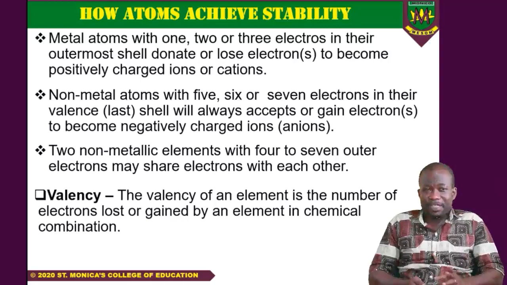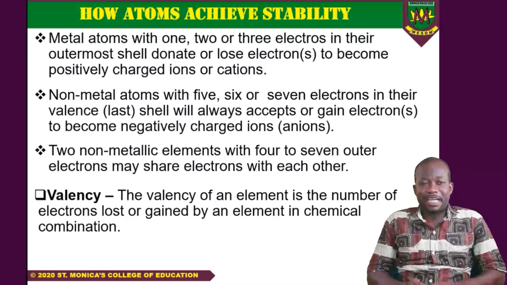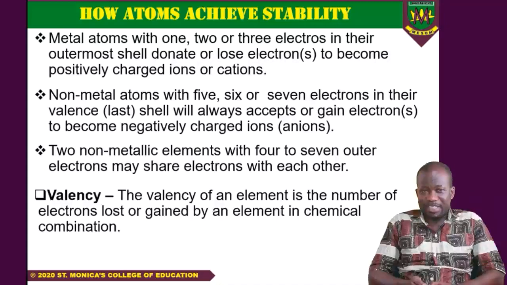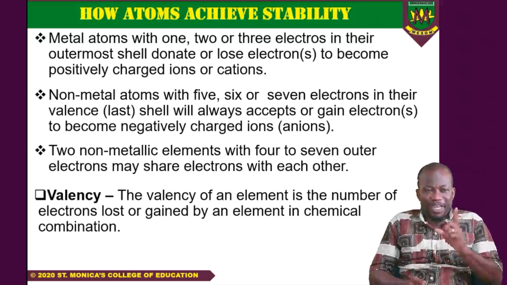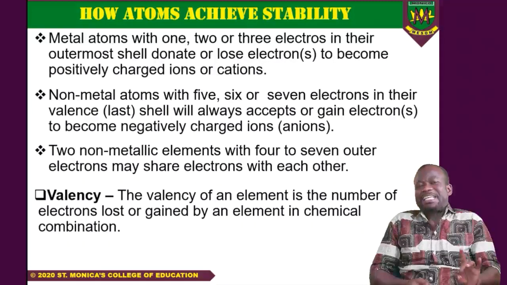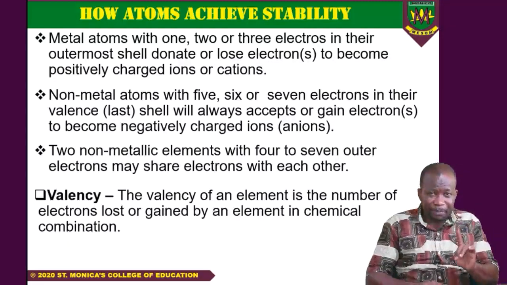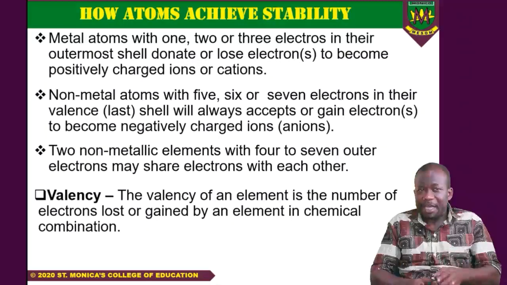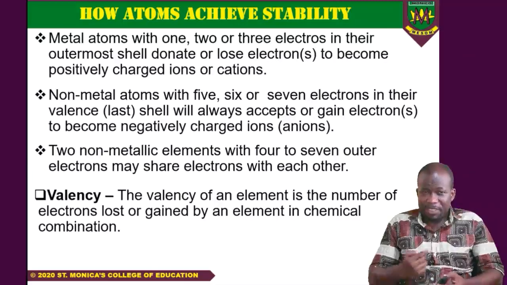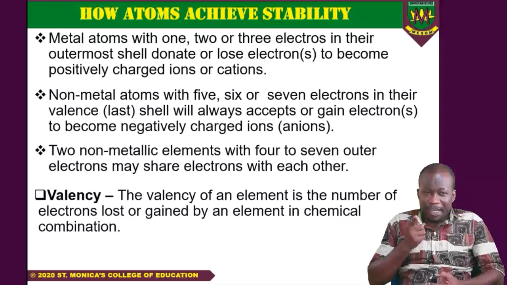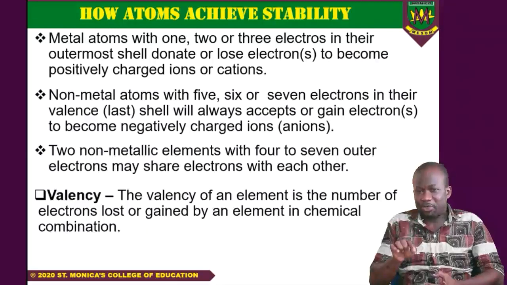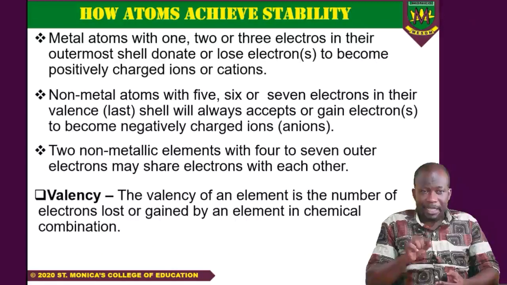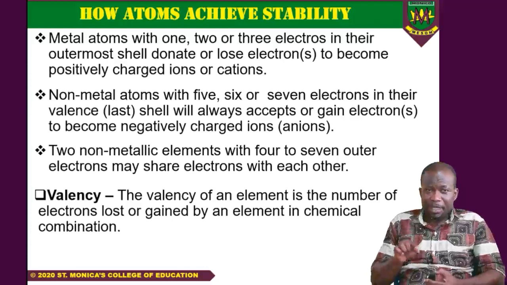So what then is this valency that we are talking about? The valency of an element is the number of electrons. Take note, the number of electrons that are either lost or gained by an element in a chemical combination. I am repeating it. The number of electrons that are lost or gained by an element in a chemical combination.